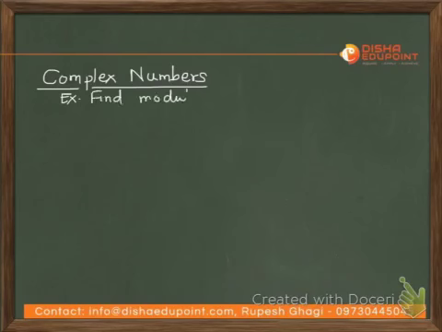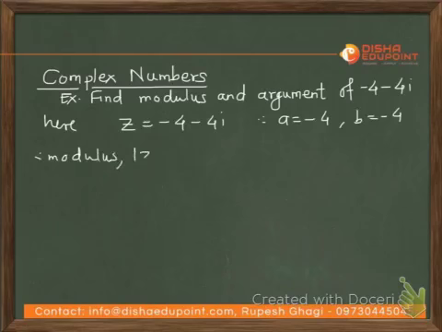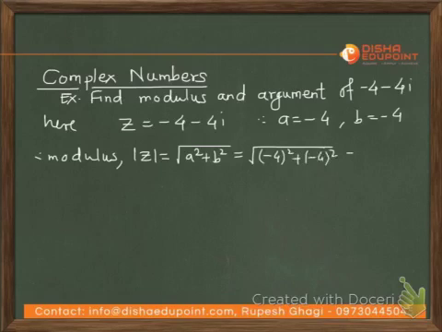Now consider one more example. Find modulus and argument of minus 4 minus 4i. Again here z is equal to minus 4 minus 4i. So a is equal to minus 4, b is equal to minus 4. Modulus is equal to mod z, that is equal to under root of a square plus b square, that is under root of minus 4 square plus minus 4 square, which will be equal to under root of 32, and the value is 4 root 2.